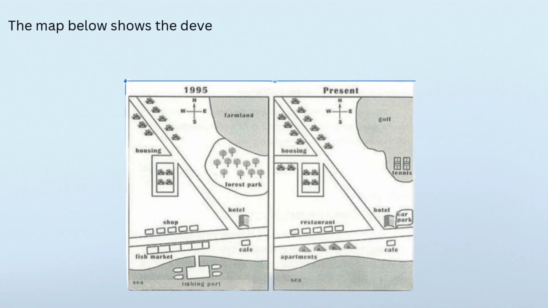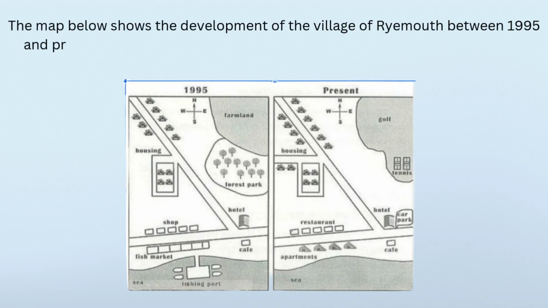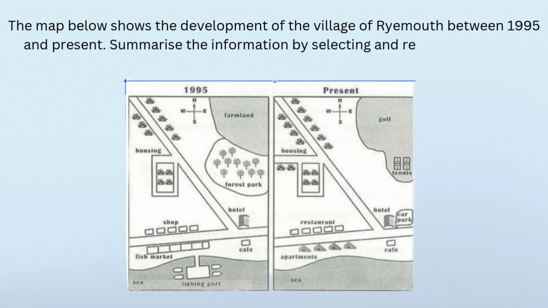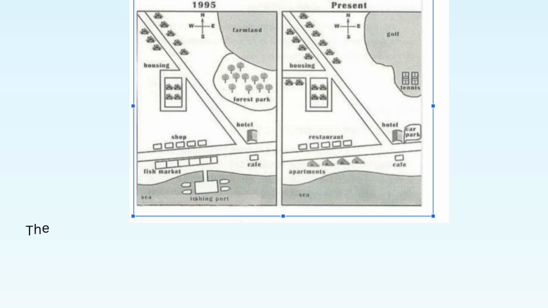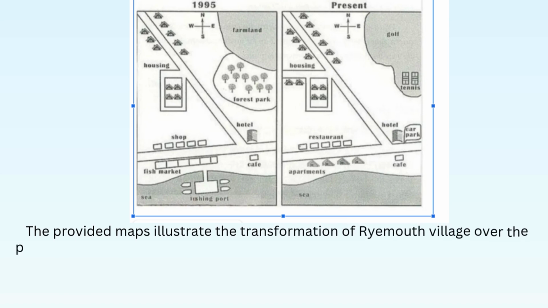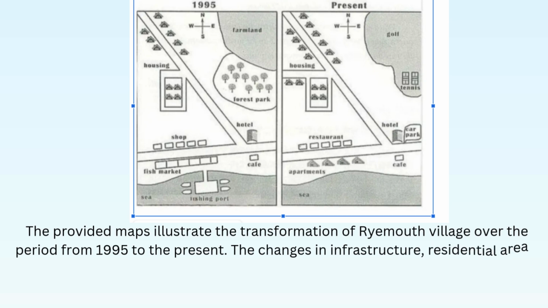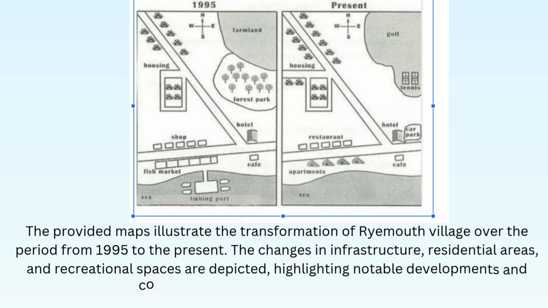The map below shows the development of the village of Rymouth between 1995 and present. Summarize the information by selecting and reporting the main features and make comparisons where relevant. The provided maps illustrate the transformation of Rymouth village over the period from 1995 to the present. The changes in infrastructure, residential areas, and recreational spaces are depicted, highlighting notable developments and comparisons between the two timeframes.